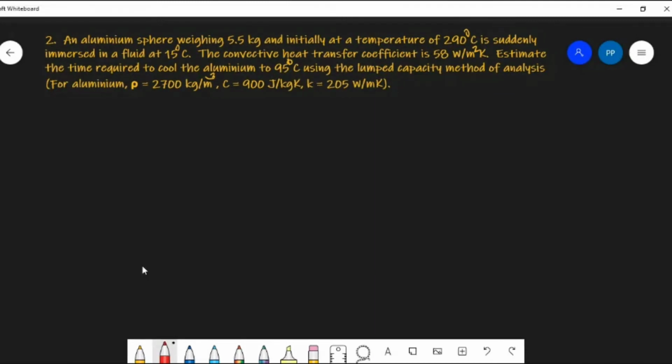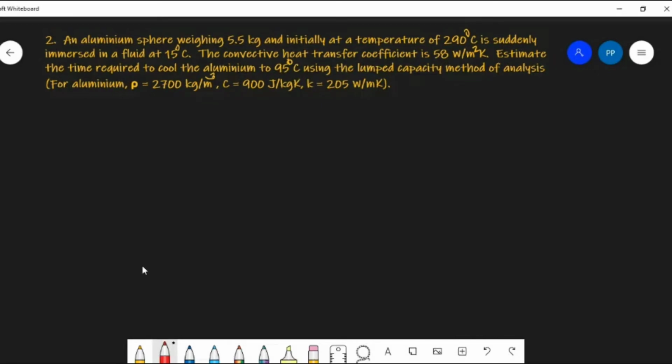So since here they have asked you to directly calculate using the lump system analysis, there is no need to find out the Biot number. Even if the Biot number is greater than 0.1, you have to go with lump system analysis, because that is what they have asked in the problem.